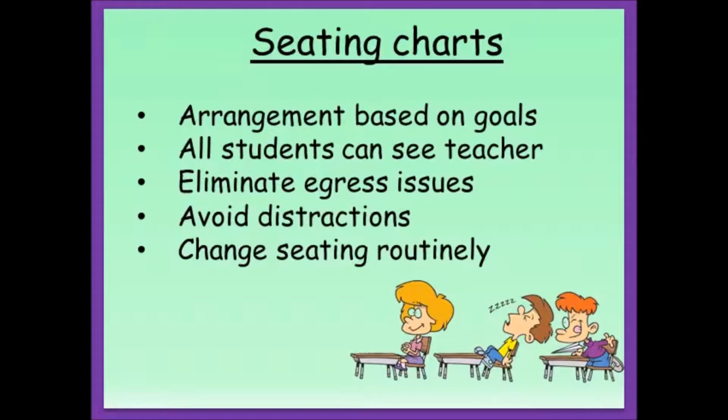Seating charts are key to establishing a good learning environment. You want to make sure the arrangement is based on the goals of the lesson. All students need to be able to see the teaching focal point. Don't set up chairs in such a way that some students have their backs squarely to the front of the room. You want to eliminate any egress issues. You want to make sure traffic flow is seamless. You want to avoid distractions. I think this is pretty obvious. You don't want to set up a table where all the students are looking out the window. And if you'll change your seating chart on a regular basis, your students won't look like the students depicted here.